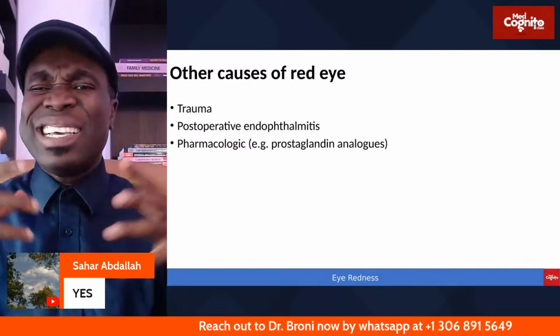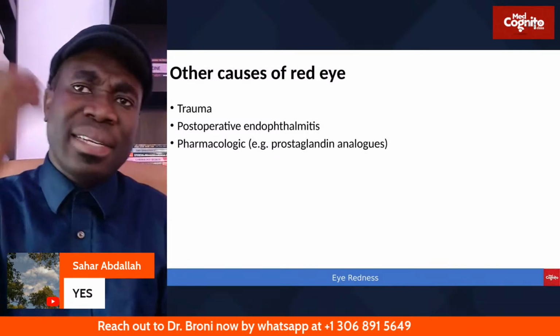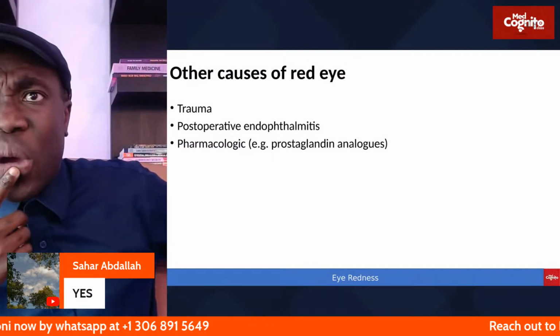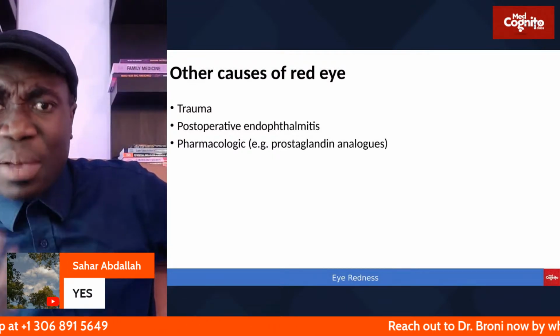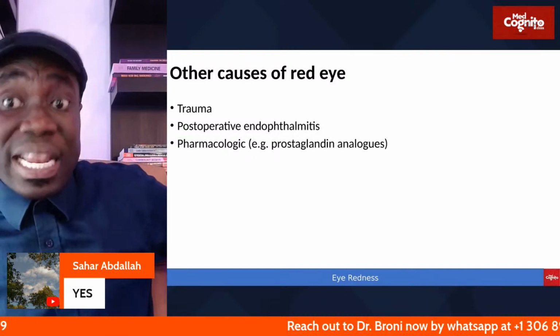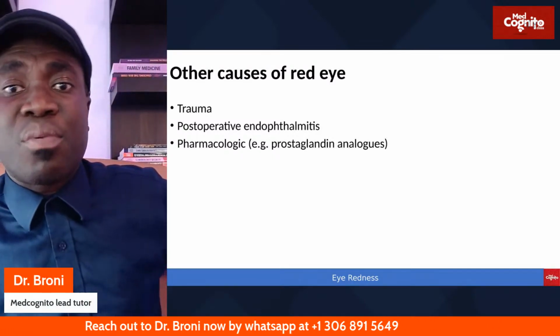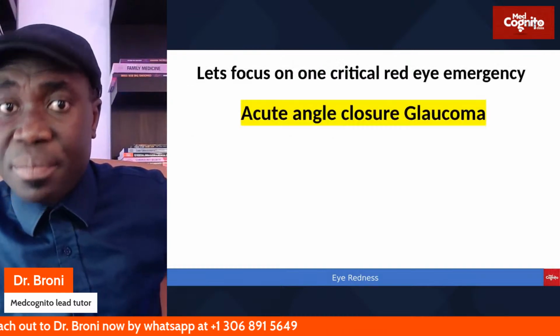So somebody has had surgery to the eye, and then there can be infection there. And then it could also be somebody who just got some medication applied to the eye. And kinds of medications can be prostaglandin analogs, all right?